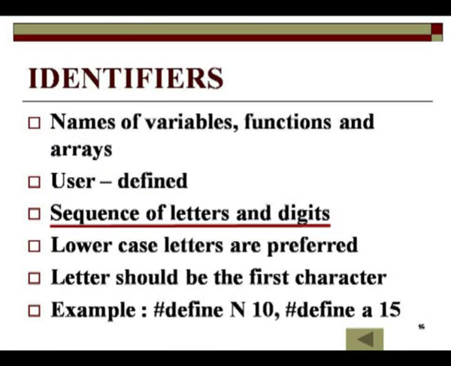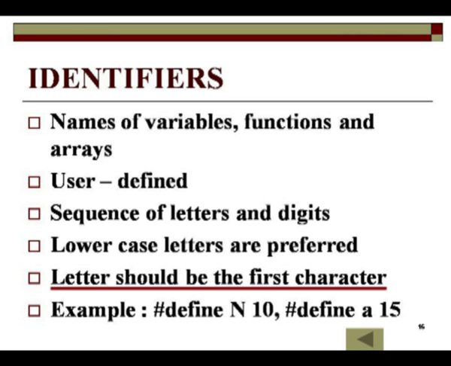It is a sequence of letters and digits. So, we can have both letters as well as digits in a mixed form as an identifier. It is up to us, it is our choice. Mostly lowercase letters are preferred, and always a letter should be the first character. Like we can have A5L, we cannot have 5AL. Always the first character should be a letter. Later, it can be a sequence of letters or digits.